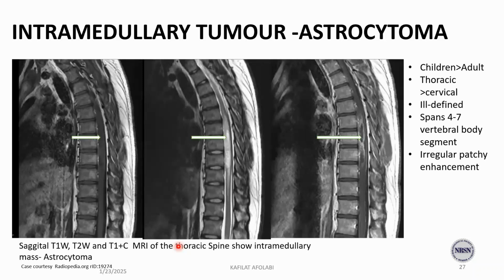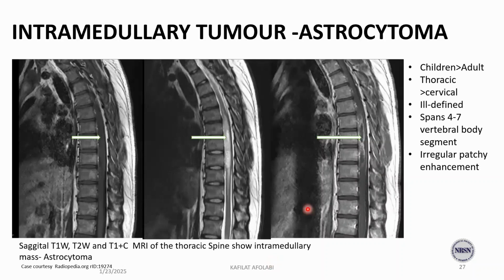Which is hyper-intense on T2 and shows irregular patchy enhancement on post-contrast imaging. And this patchy enhancement pattern, the fact that astrocytomas are ill-defined, diffusely infiltrative, and span longer segments, are in favor when you want to choose a differential. And again, astrocytomas are commoner in children, while ependymomas are commoner in adults. So if you have that clinical history, it may be easy for you to put one or the other.